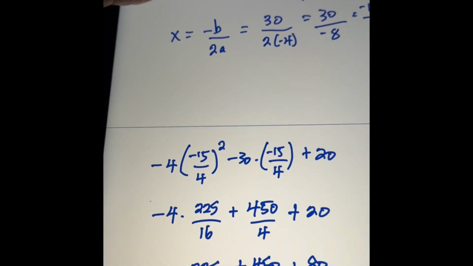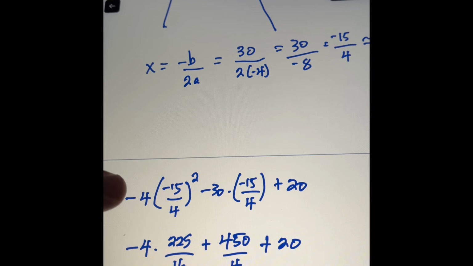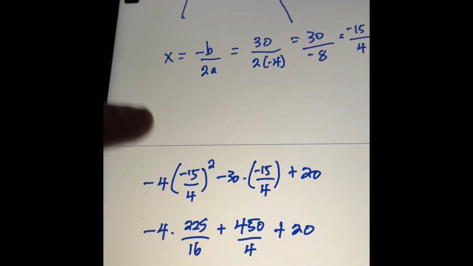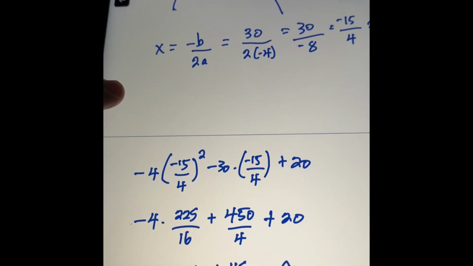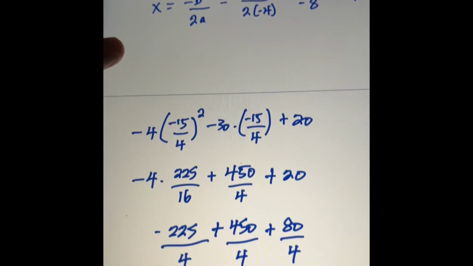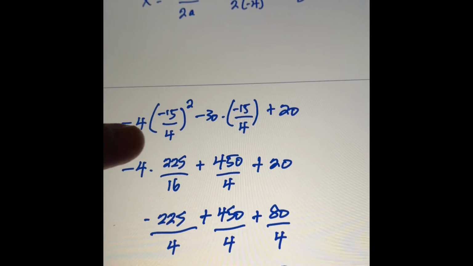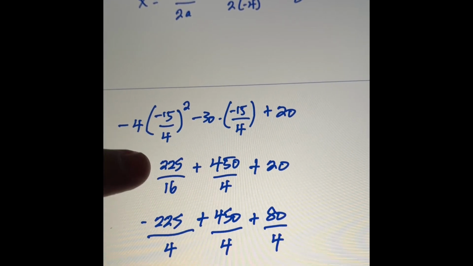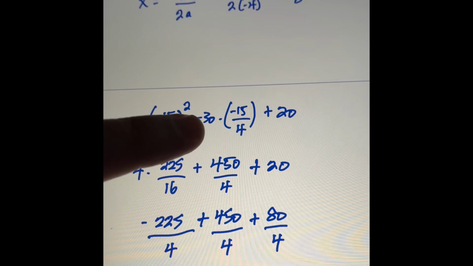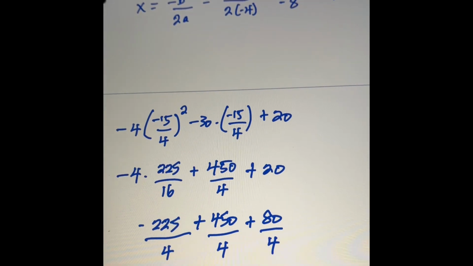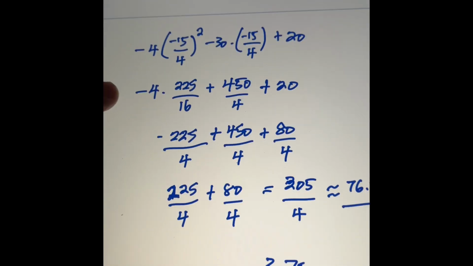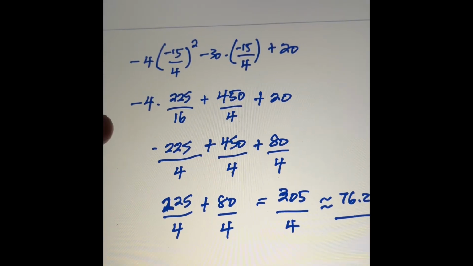So I did that right here. I'm taking negative 15 over 4. So it's negative 4 times negative 15 over 4 squared, plus negative 30 times negative 15 over 4, plus 20. Now I'm going to do that math. So if you square the negative 15, you get 225. 4 squared is 16. Multiply negative 30 times negative 15, you get 450. So that's 450 over 4.